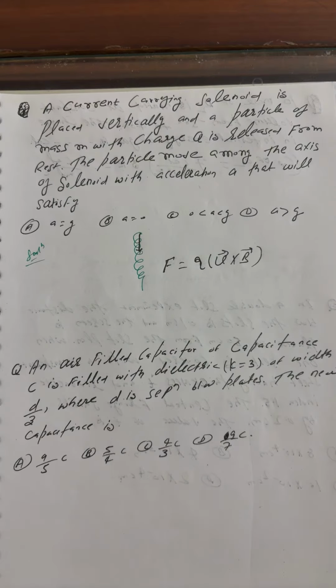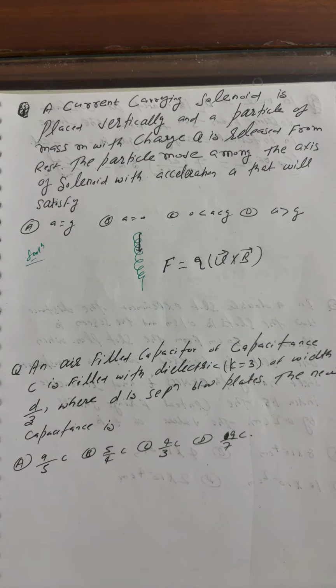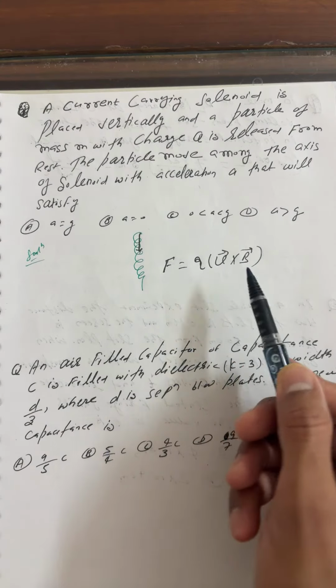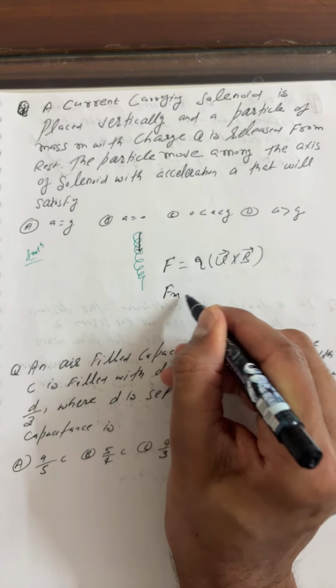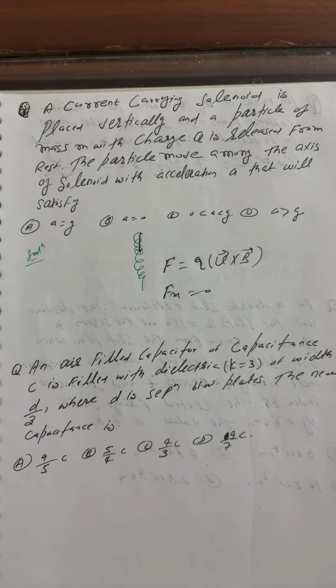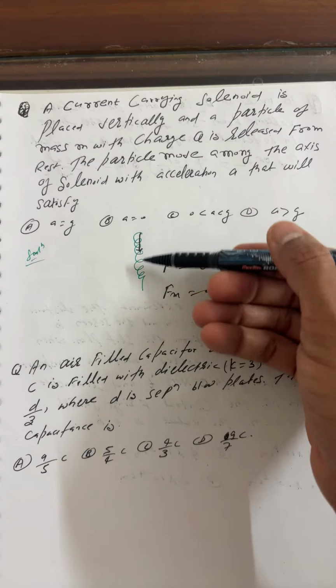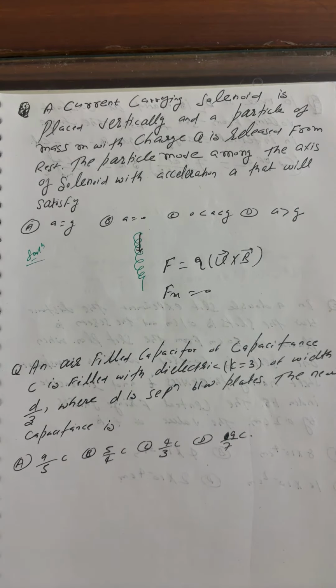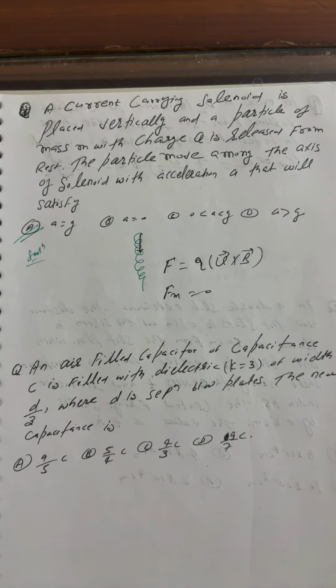So the velocity of the particle may be parallel to the solenoid or anti-parallel to the solenoid. If parallel, the angle is zero, so sine is zero. If anti-parallel, the angle is pi, and sine pi is also zero. So in all cases, magnetic force never comes into the picture. Then force is zero. Then what is the only possibility? The particle comes down due to gravity only. So students, option first is correct: a is equal to g.